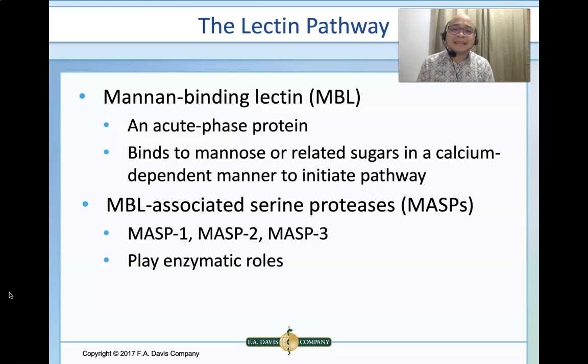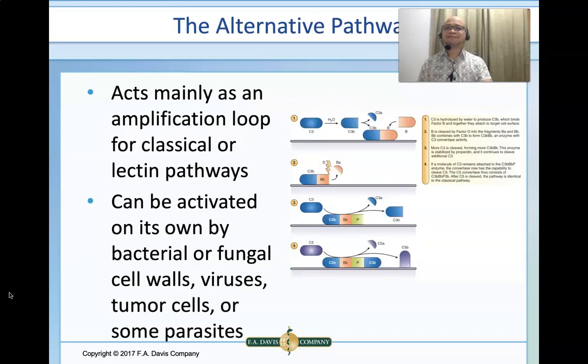So the Mannan-binding lectin will bind to mannose or related sugar in a calcium-dependent manner to initiate the pathway. Like your C1, it is also calcium-dependent. Aside from that, we have the so-called MASP, the MBL-associated serine proteases. There are actually 3 kinds of these, and they play an enzymatic role, just like the zymogens that were previously involved in our discussion of the classical pathway. Now let's talk about the alternative pathway.